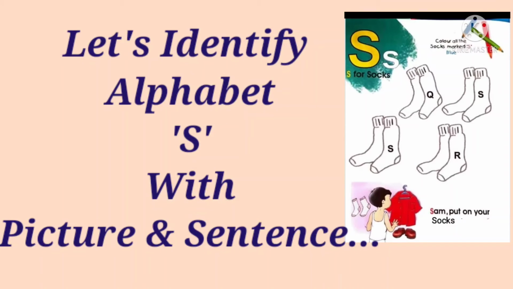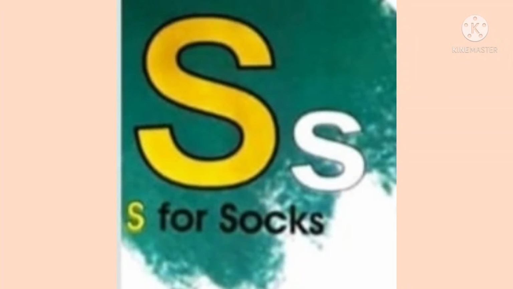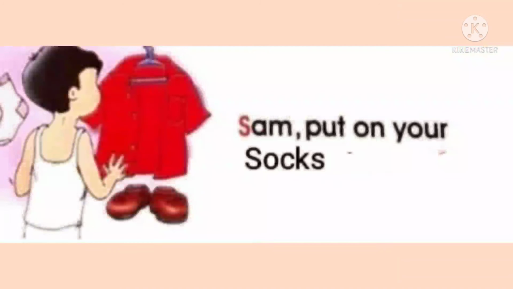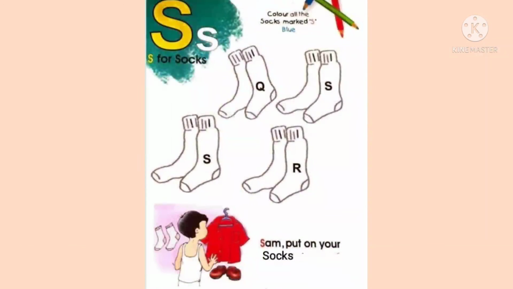Now children, let's identify alphabet S with picture and sentence. This is alphabet S. S for socks. These are the pictures of socks. Now sentence, Sam, put on your socks. Now children, let's repeat. S for socks. Sam, put on your socks.